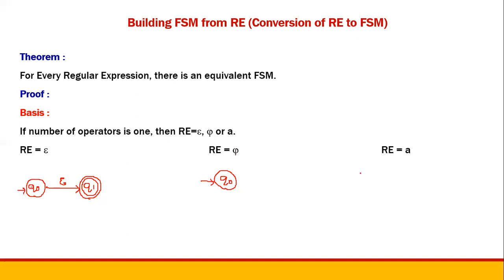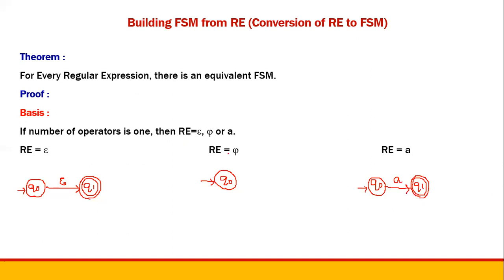Okay. Let's say the third one, we have the regular expression A. That means we will have, let's say the start state as Q naught, and upon reading A, it will reach the final state Q1 here. Okay, so this is the basis. First, we should be knowing about these three. Okay, so when it is reading epsilon or any other symbol, it can reach the final state.